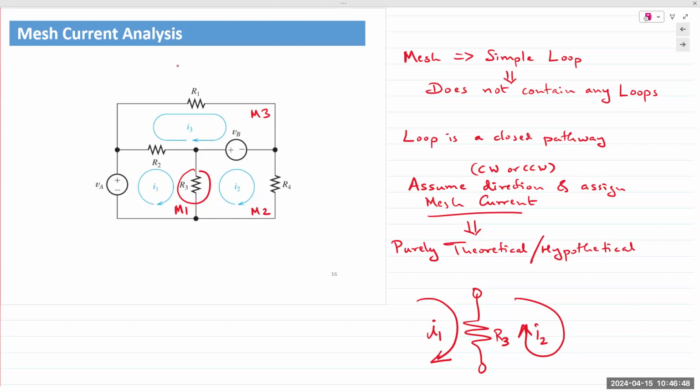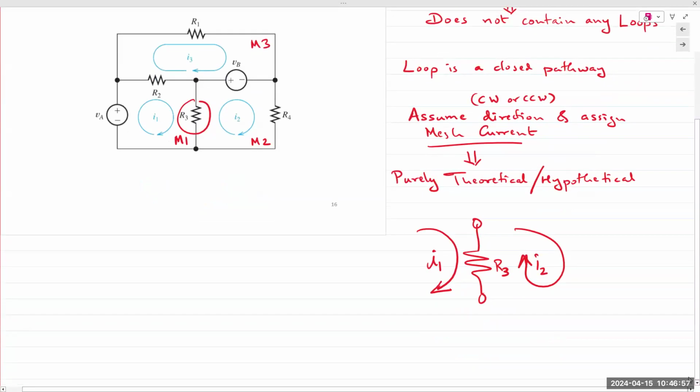So let's see how we would write an equation in each one of these meshes. The theory is simple. We have a mesh current that flows through each one of these components. When the current flows, it causes a voltage drop, right? So we sum up these voltages by applying KVL. We generate our equation, and then we express each voltage using Ohm's law.